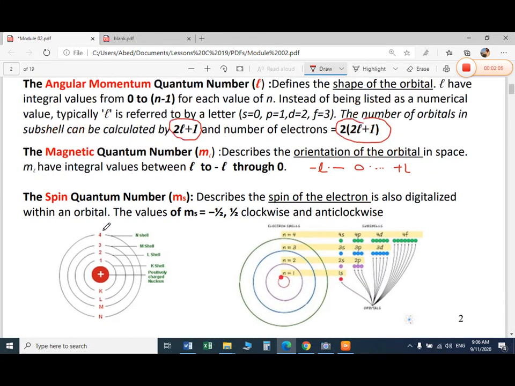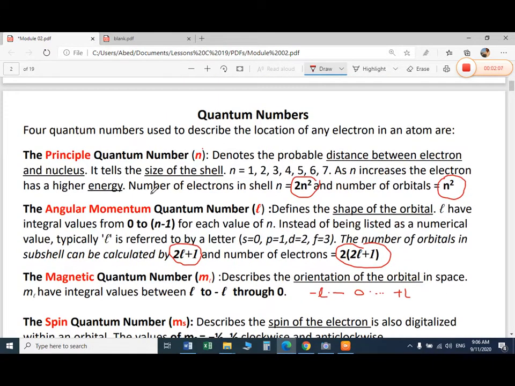Very simple thing. It does not have any calculation, but you only have to calculate how many electrons are present in this. The number of electrons can be calculated by the formula 2n², and the number of orbitals in the principal quantum number can be calculated by simply n².